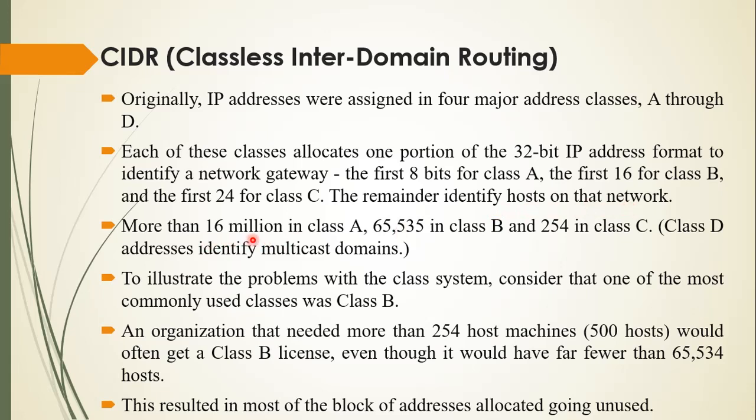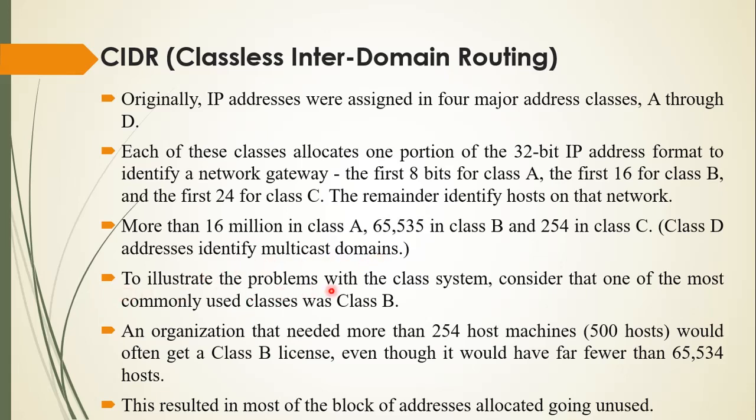More than 16 million hosts in class A, 65,535 in class B and 254 in class C. Class D addresses identify multicast domains, and class E is reserved.